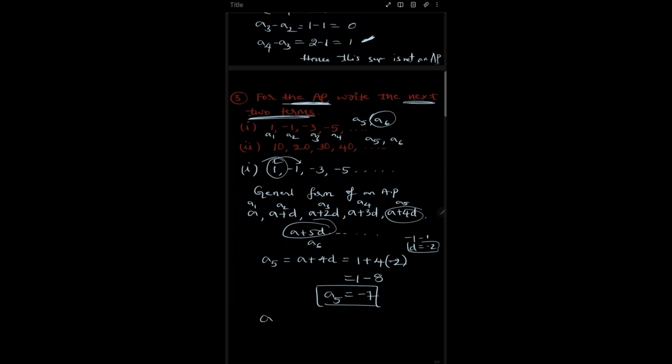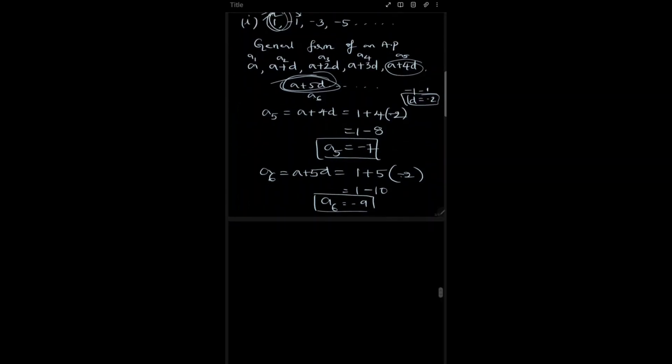Again you have to find the A6th term. A6th term means A plus 5D. We know that the first term is 1 and the common difference is already known, minus 2. So 1 plus 5 into minus 2: 5 2s are 10, 1 minus 10 is minus 9. The A6th term is minus 9. Therefore, the next two terms of the AP are minus 7 and minus 9. This is how we calculate the next two terms.